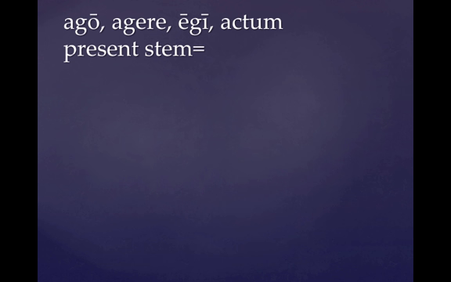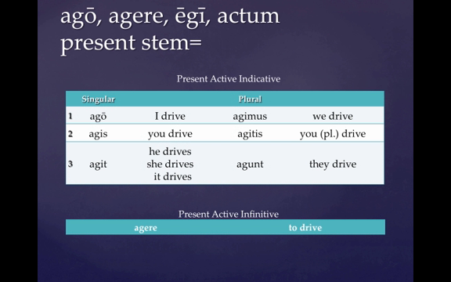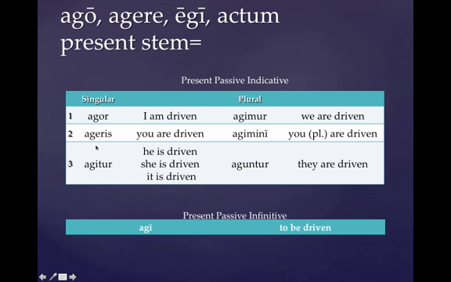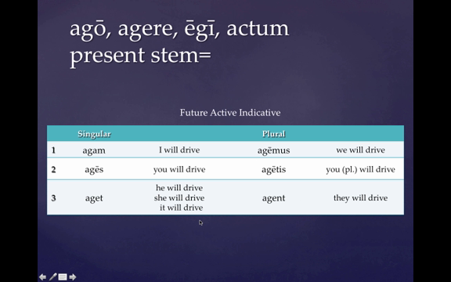Our verb is ago, agere, agi, actum. We form the present: ago, agis, agit, agimus, agitis, agunt. The present infinitive is agere, which you guys know. This is just a review. Passive: agor, ageris, agitur, agimur, agimini, aguntur, and then agi is the present passive infinitive, to be driven.